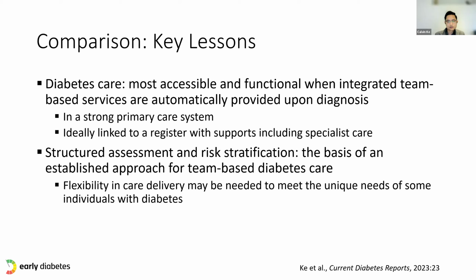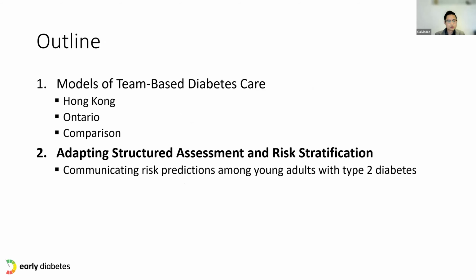But we also have to note the differences, and we may need some flexibility in the type of care delivery to meet the unique needs of some individuals with diabetes, and to be able to adapt these systems and be able to really have them also be effective when we implement them in other places. And so I'm going to shift gears now and talk about how we can adapt some aspects of this type of care, and what we might do in Ontario, and what the evidence is for these specific things.